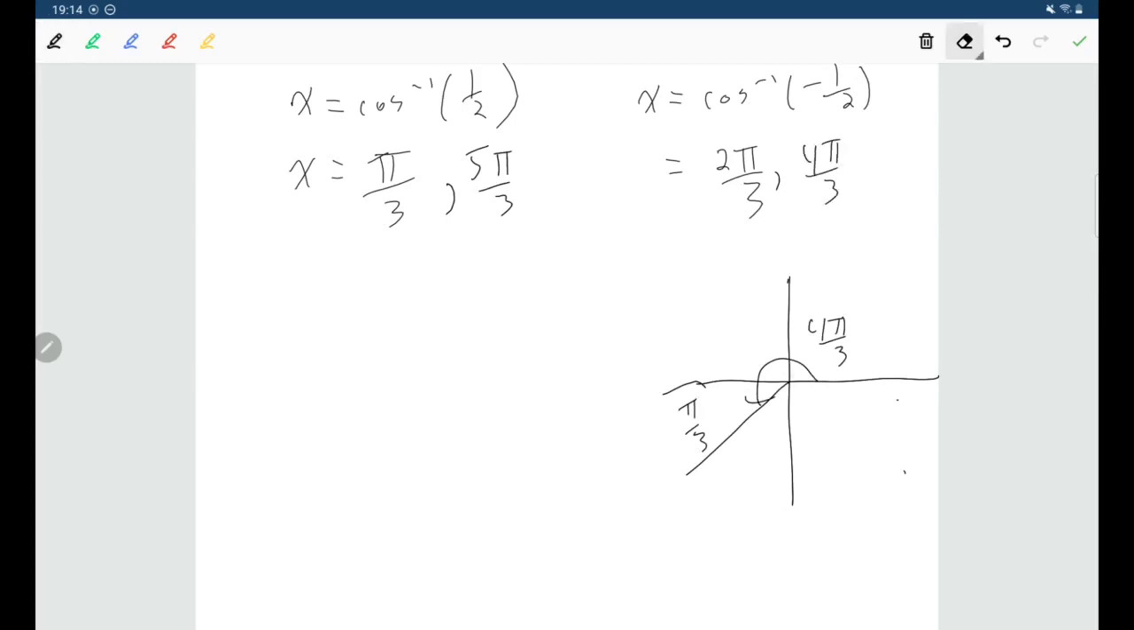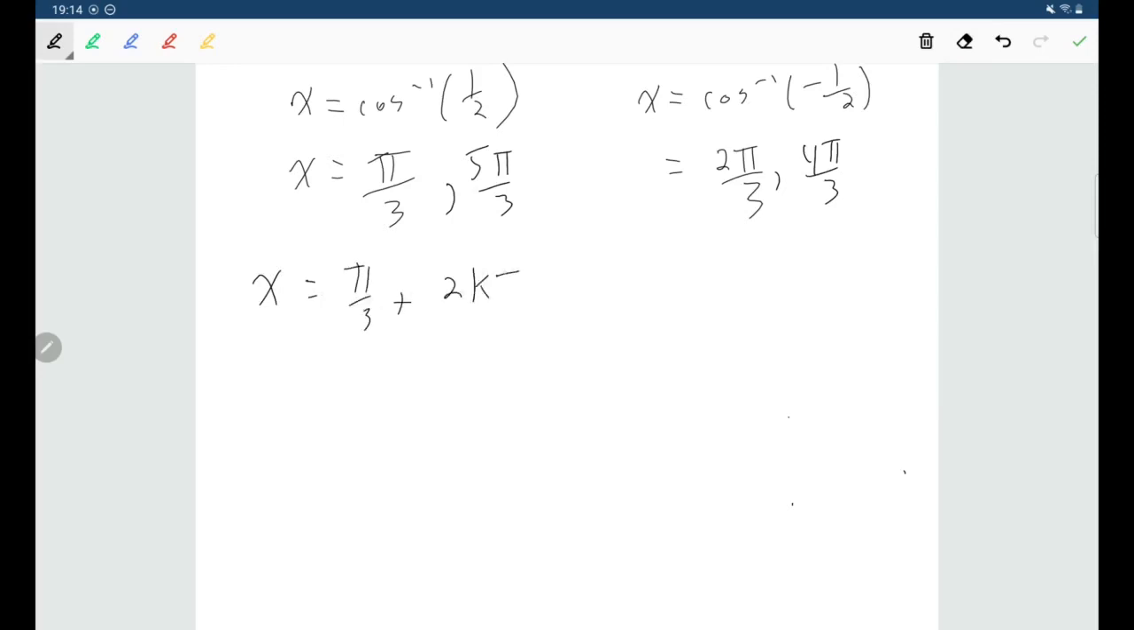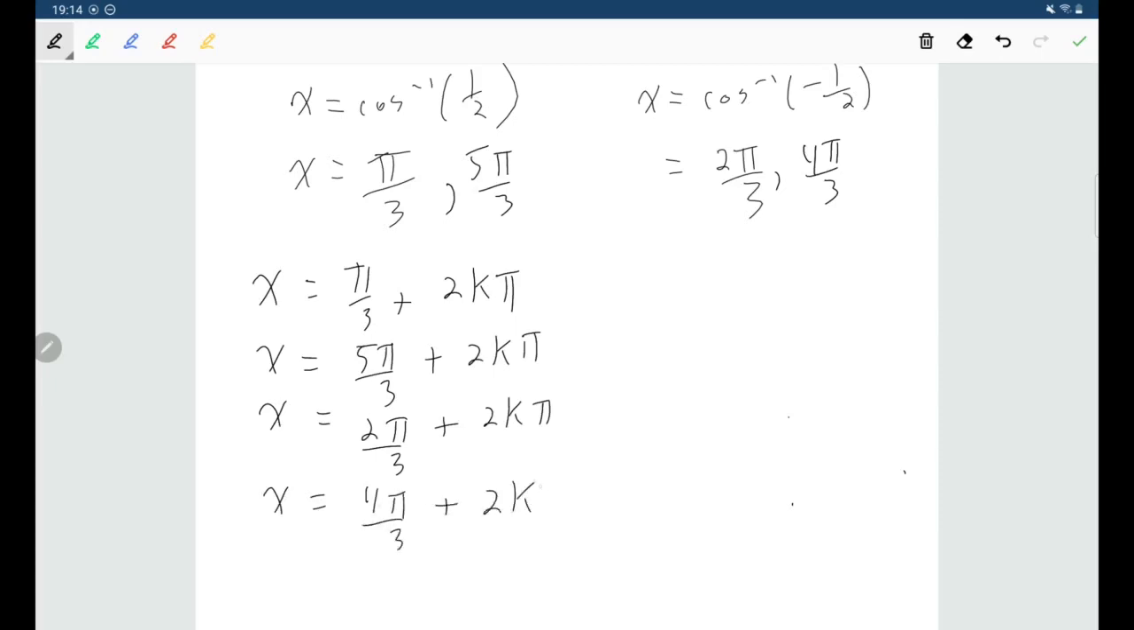So we found that there's 4 solutions to this equation just within that one full cycle between 0 and 2 pi. And so that means that if you're looking for all solutions, we have pi over 3 plus any multiple of 2 pi. We have 5 pi over 3 plus any multiple of 2 pi. We have 2 pi over 3 plus any multiple of pi. And we have 4 pi over 3 plus any multiple of 2 pi. And so for all of these, k is any integer.